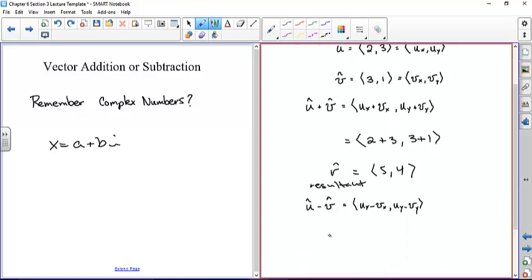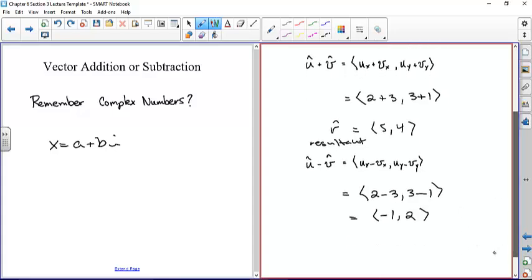Now if you're subtracting vectors, then you just subtract the components. So you have 2 minus 3, 3 minus 1. So that would be (-1, 2). So that would be the difference.